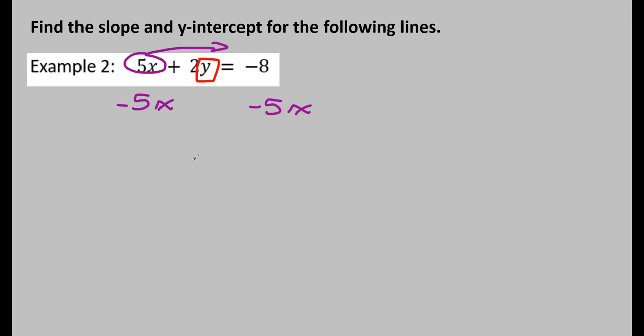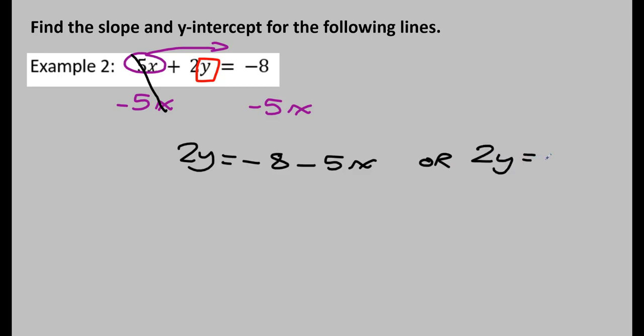And I'm left with 2y, because these guys cancel out. 5x minus 5x is 0. And these guys are not like terms. So it's negative 8 minus 5x. You could also immediately rearrange it right away, because you know that slope has to have the x first. That's fine.